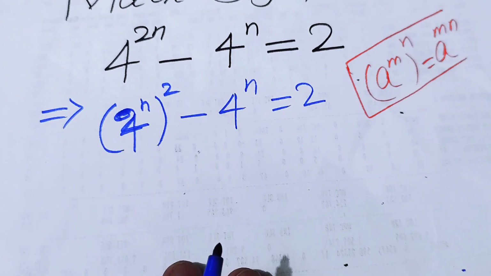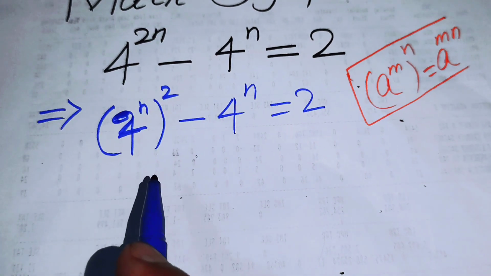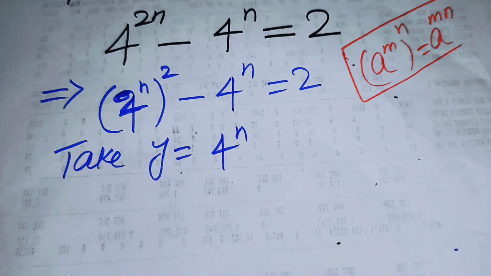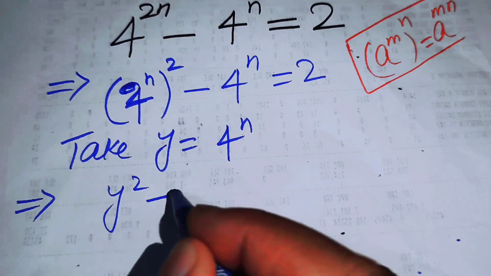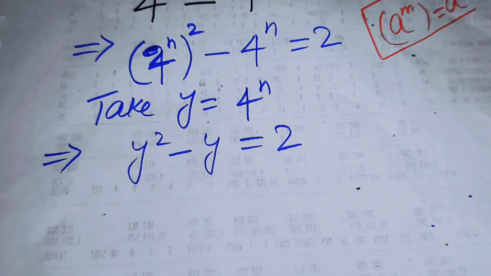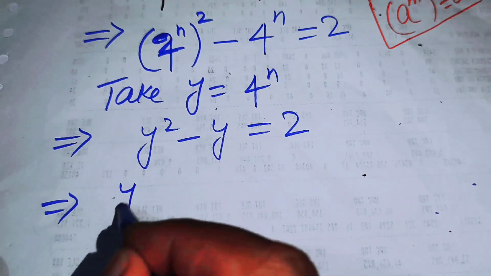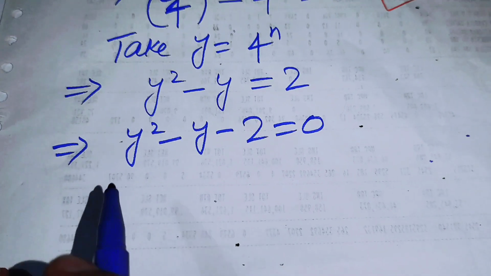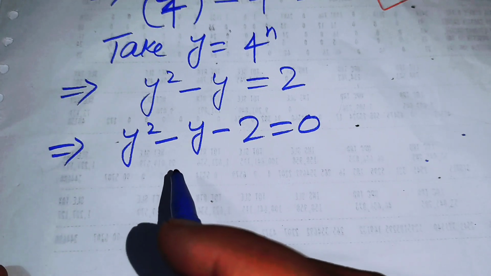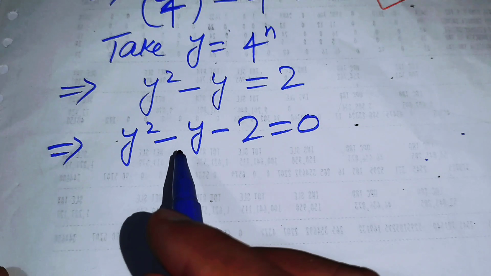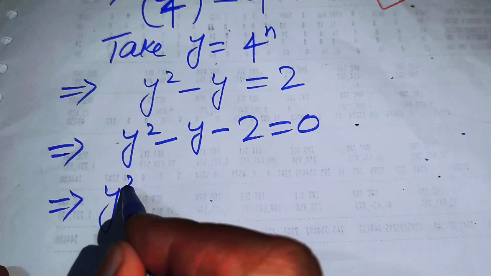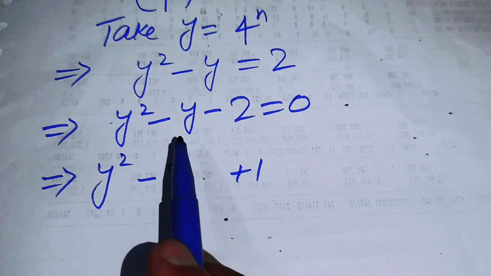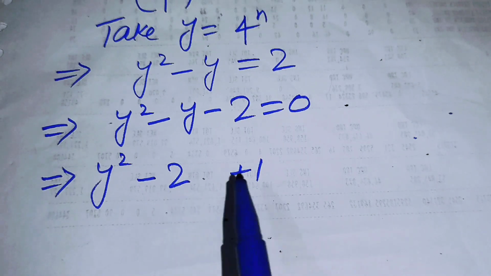After this step I can convert this exponential equation into the polynomial form, so that I can take y is equal to 4 to the power of n, so that we get y square minus y is equal to 2. And now we move this 2 to the left hand side and we get y square minus y minus 2 is equal to 0. And now we make the factors of this quadratic equation. So here we need any two numbers whose product is minus 2 and whose sum is minus 1. So these two numbers are minus 2 and plus 1, because when you add minus 2 and plus 1 you get minus 1, and when you multiply minus 2 by 1 you get minus 2.